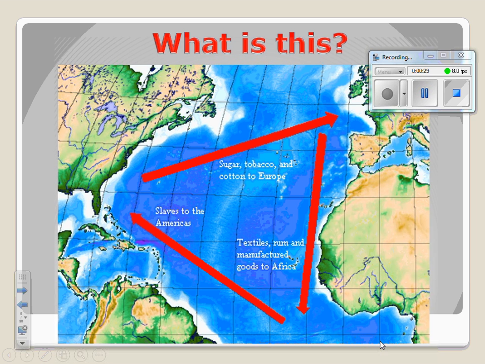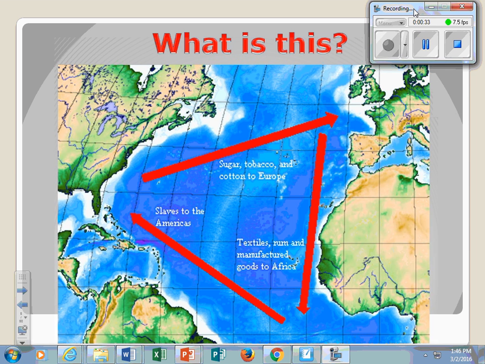Who remembers what this is? Well, if you guessed that this was a map of the triangle slave trade, you are correct. This is the map of how Europe used Africans, sent them to the Americas to work as slaves on plantations. We're going to focus on what happens to the raw materials that the slaves working in the Americas send over to Europe, such as sugar, tobacco, and cotton.